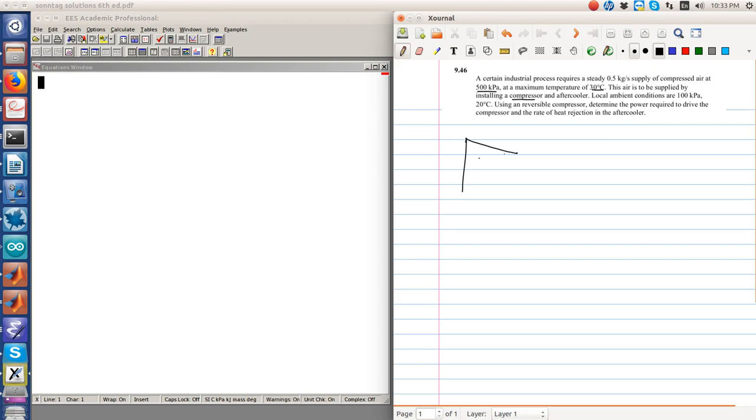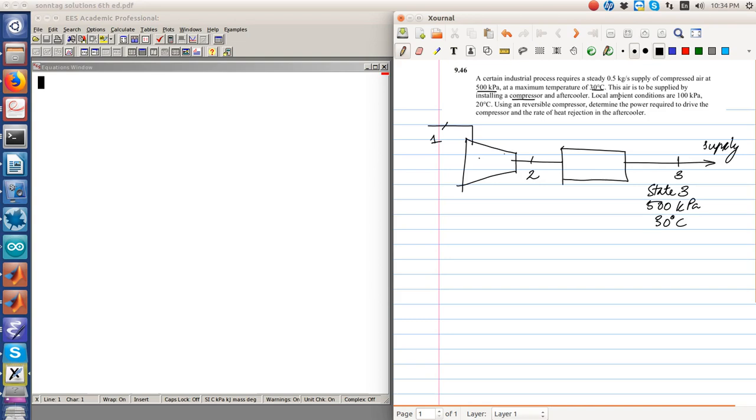So there is a compressor which is fed into an aftercooler, and this is then fed as a supply. So the supply is, let me call this 1, 2 and 3. State 3 is at 500 kilopascal and 30 degrees Celsius. The local ambient conditions are, so state 1 is at 100 kilopascal, 20 degrees Celsius.